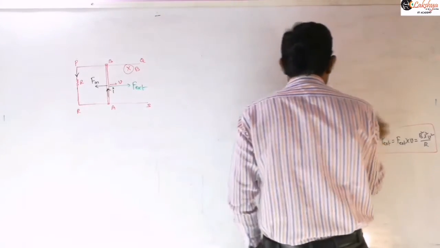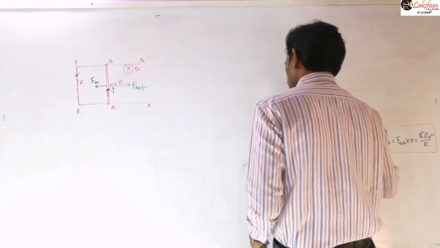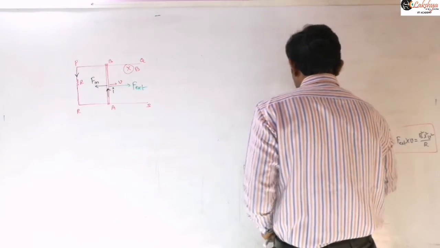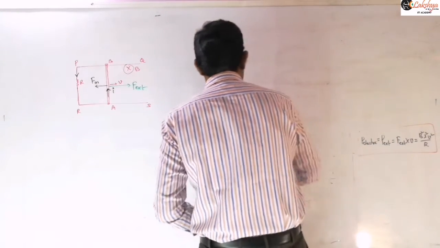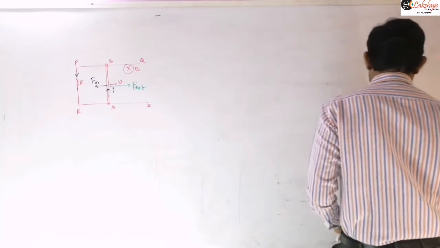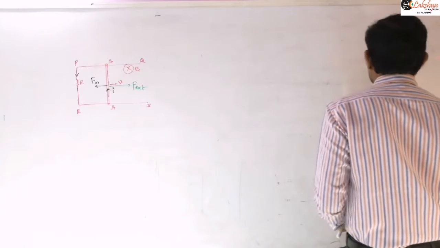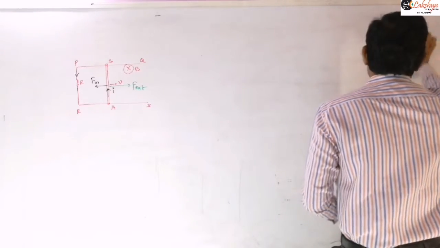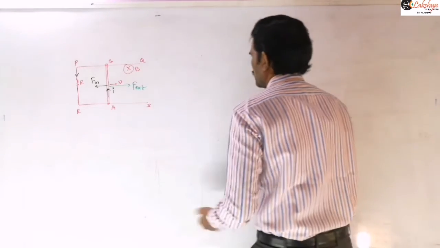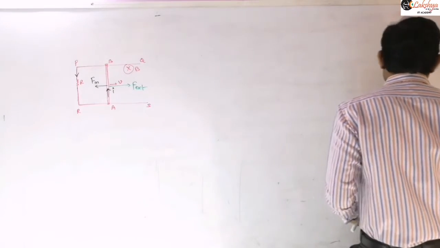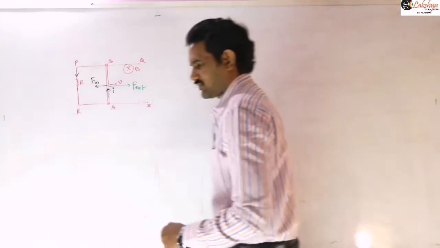Next, let us write a problem based on this. First, let us see the case when there is some resistance in these parallel rails. In most of the problems they assume the rails are resistanceless. If resistance is there, then let us find these values.